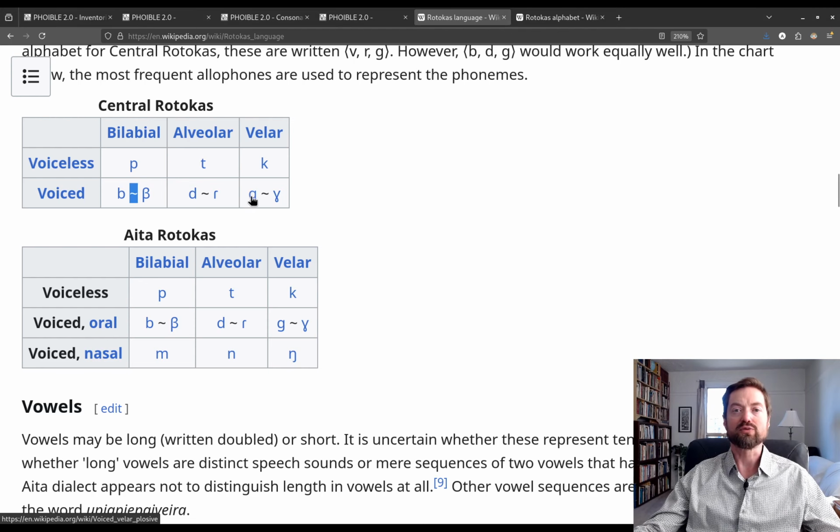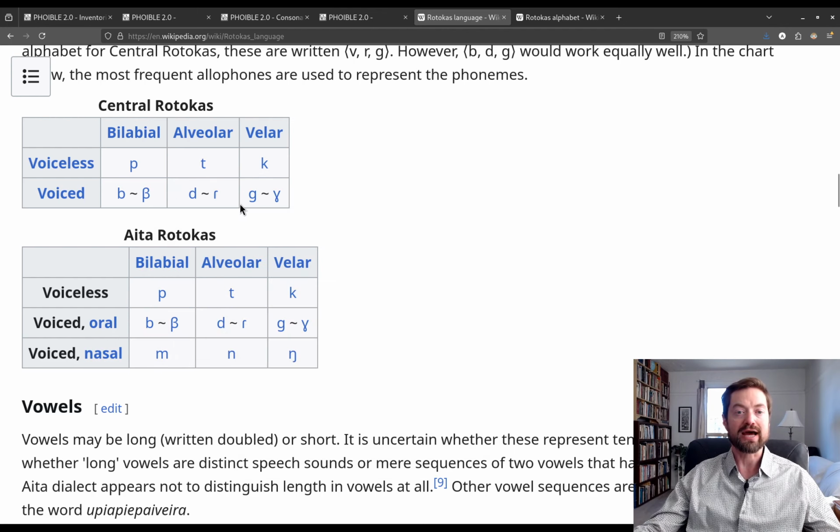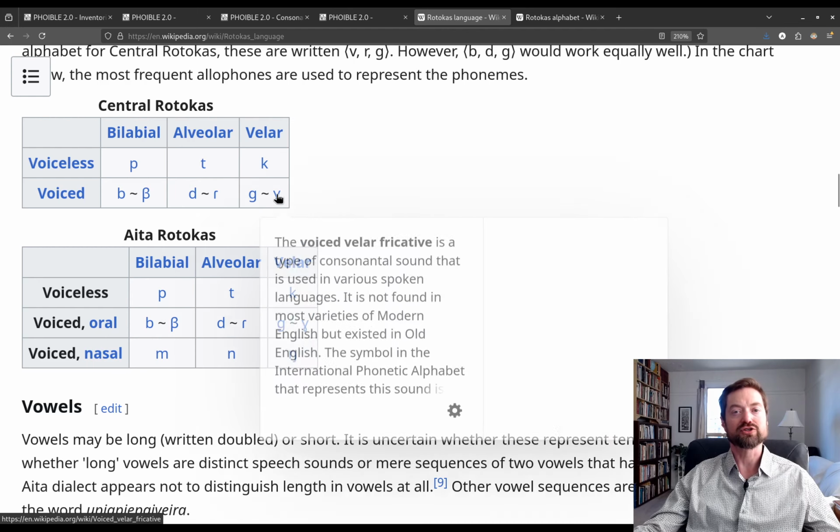So there's variation between, in some cases it'll come out as a B, in some cases it'll come out as a V. Same with the D or the da. This is like a da, like the Spanish R, kind of a tap. And then here's the G or the R, which would be the fricative version of a G, like an R.